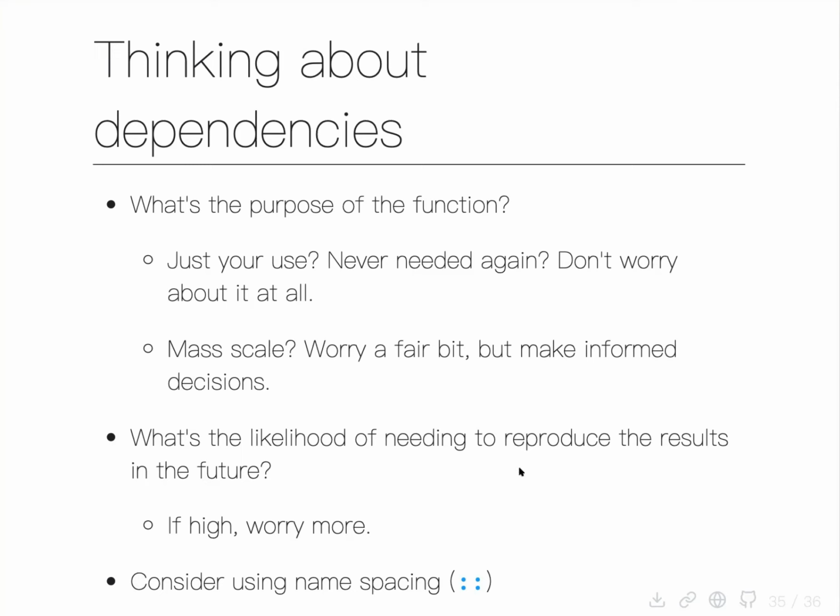The other thing that you might consider is using namespacing like this, because that'll explicitly say this function is from this package, and it'll also help you avoid conflicts. So like dplyr filter and mass filter, right? Those are two functions with the same name, but from different packages, and they do different things. So if you say dplyr : filter, it'll always use the function from dplyr.